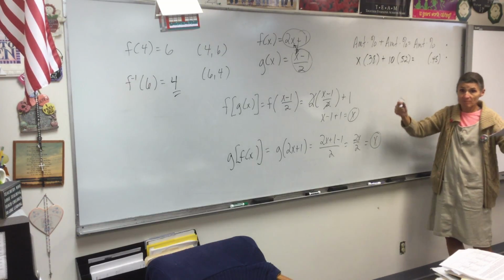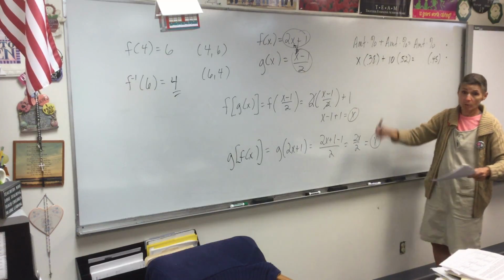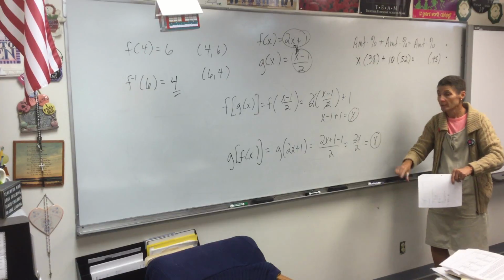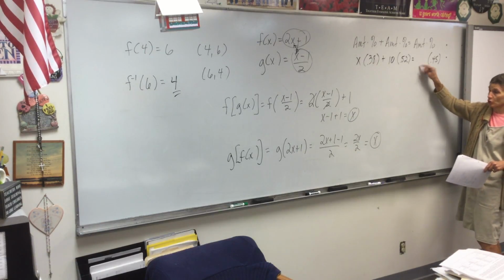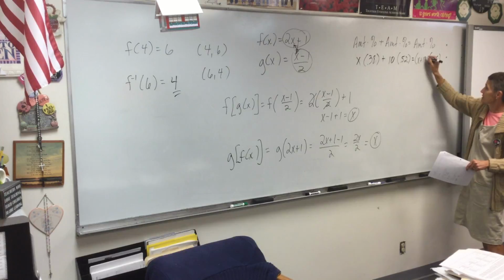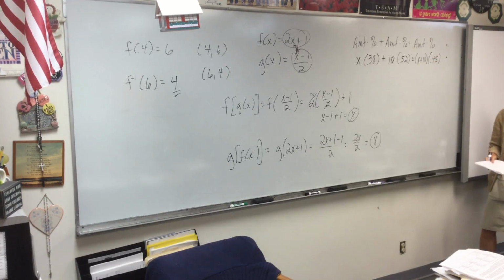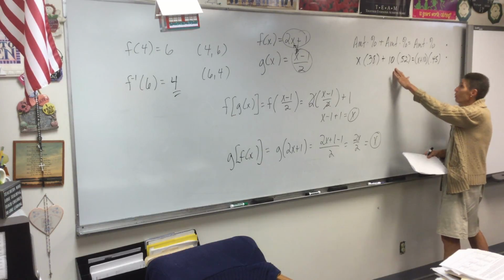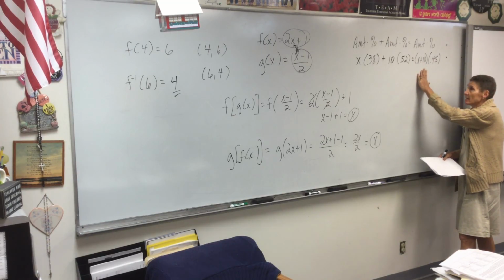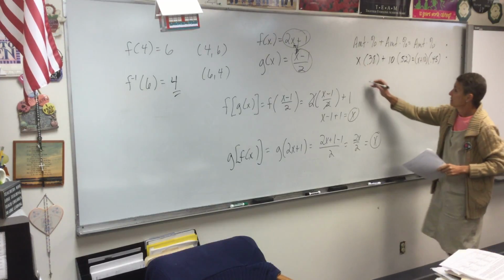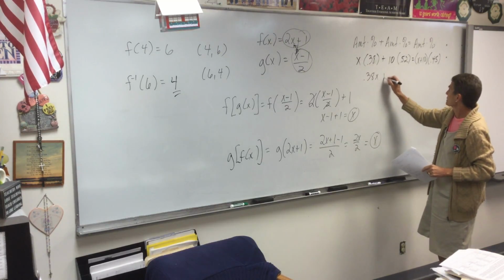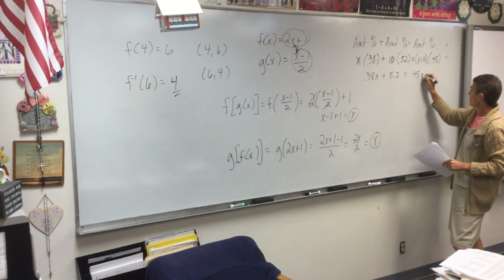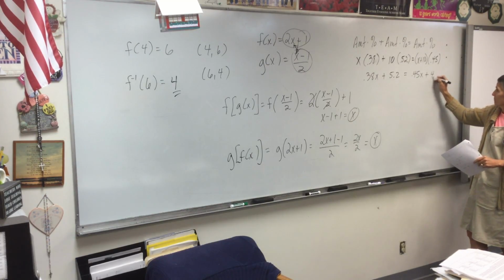So if here's my bucket, if I pour in X cups and then I pour in 10 cups, how much do I have of the mixture? X plus 10. I poured in X and I poured in 10. So all together, I have X plus 10. So 0.38X plus 5.2 equals 0.45X plus 4.5.